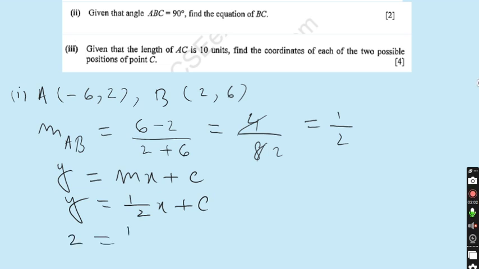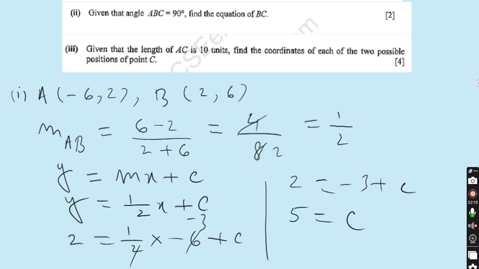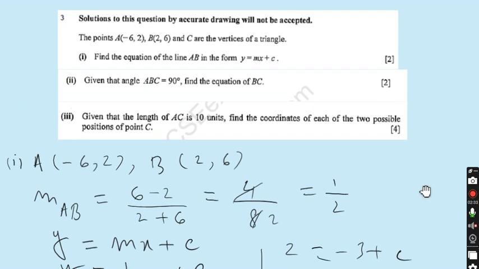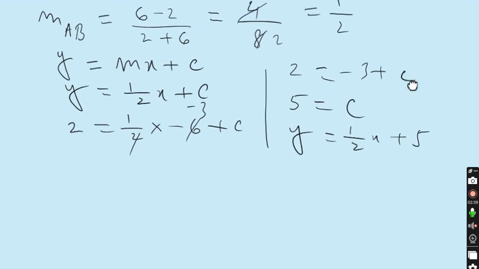So 2 = 1/2 multiplied by -6 + c. So 2 = -3 + c, or 2 + 3 is 5, so c = 5. Hence the equation of AB is y = 1/2 x + 5. This is the requirement of the question. You can see again the requirement: find the equation of the line AB in the form y = mx + c. It means y should be the subject, so here y is the subject.